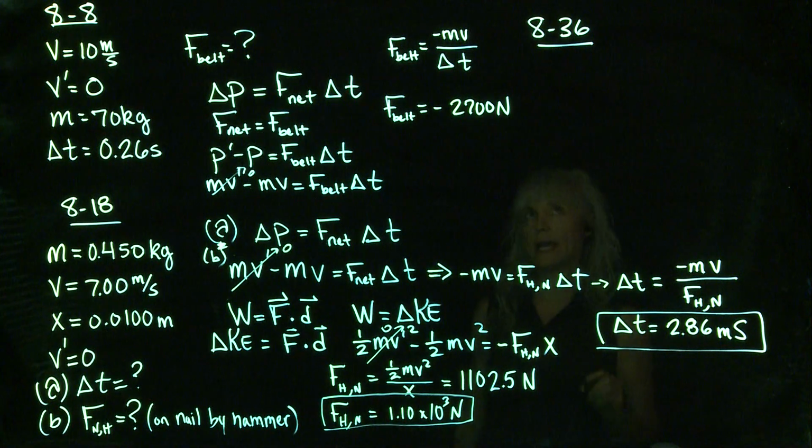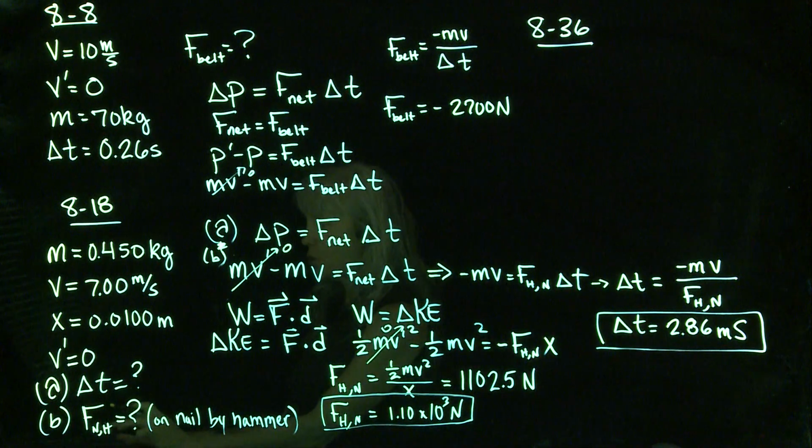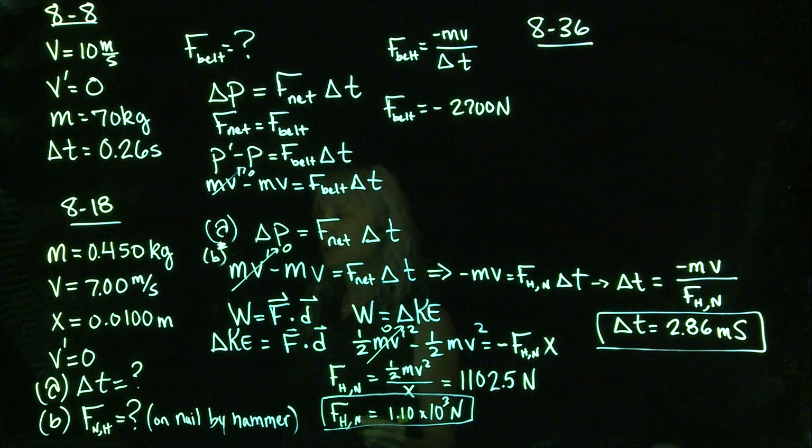All right, so that is 818. And lastly now, let's go ahead and do 836. 836, we actually deal with a collision in this particular problem. So 836 reads, a 30,000 kilogram freight car is coasting at 0.850 meters per second with negligible friction under a hopper that dumps 110,000 kilograms of scrap metal into it. What is the final velocity of the loaded freight car, and how much kinetic energy is lost?